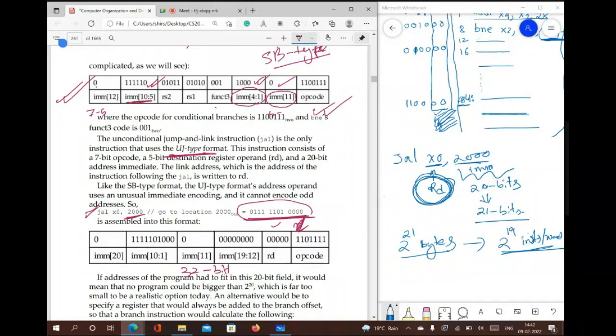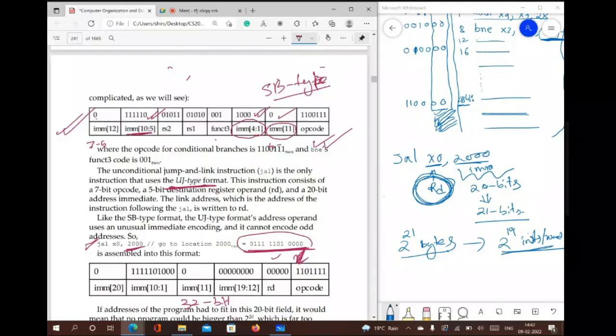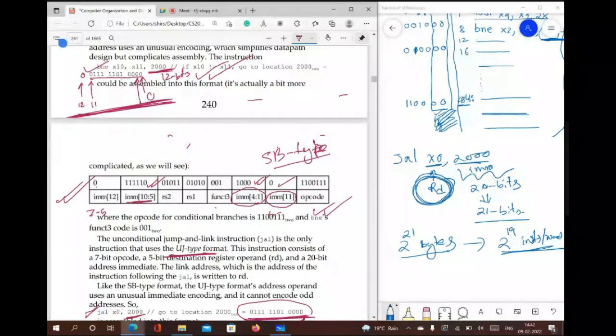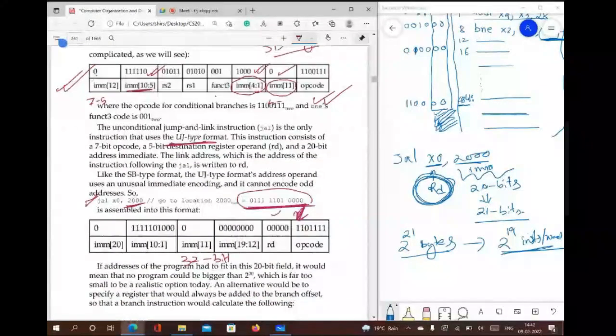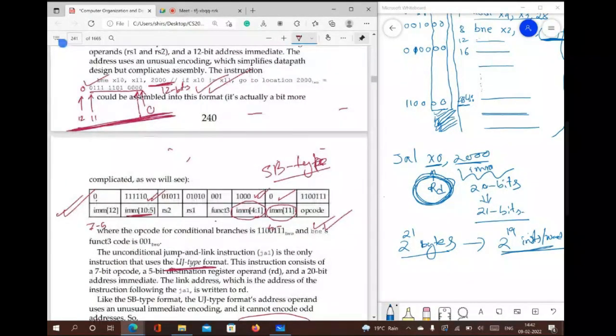BNE is an SB type instruction, and all the conditional jump instructions, not just BNE, are SB type instructions, and how to represent them, I have explained. Then I've explained the unconditional jump like jal, which is a UJ type instruction, that I've also discussed, right? And I've also discussed the limitation: for conditional instructions like BNE, with the 12 bits available for the immediate, the maximum is 2 to the power 11 instructions in a program. So not more than that.